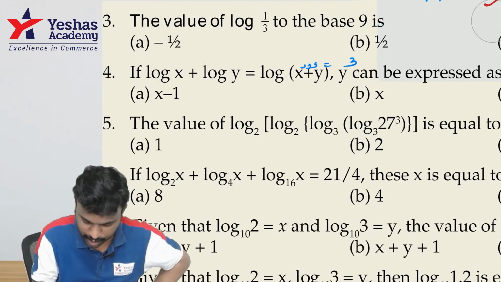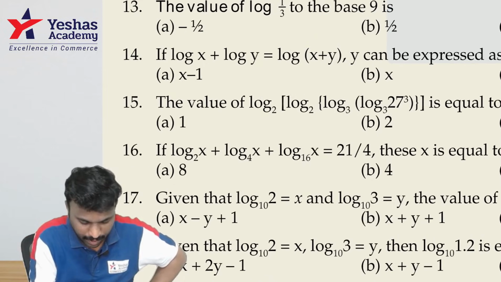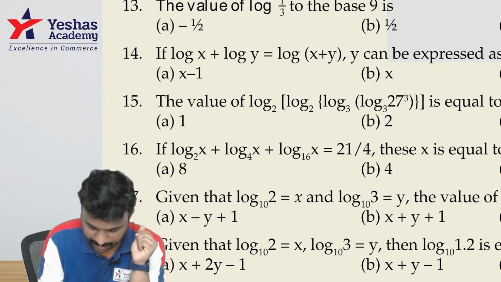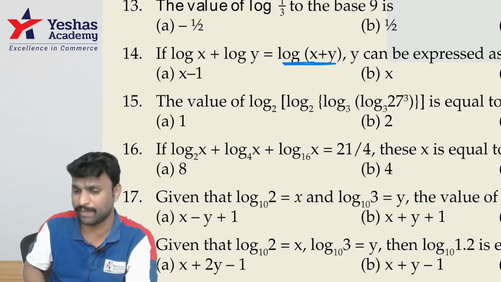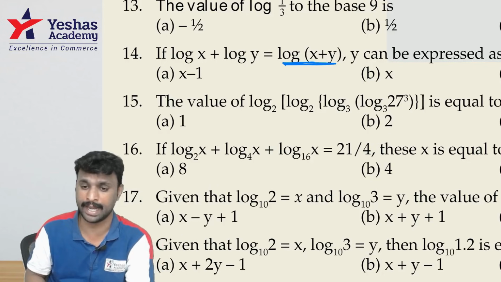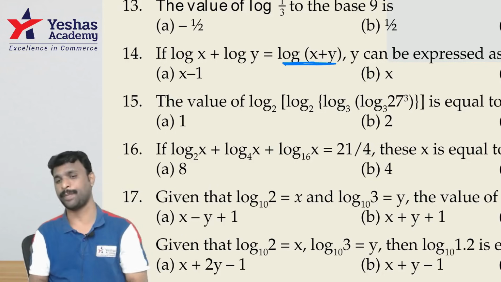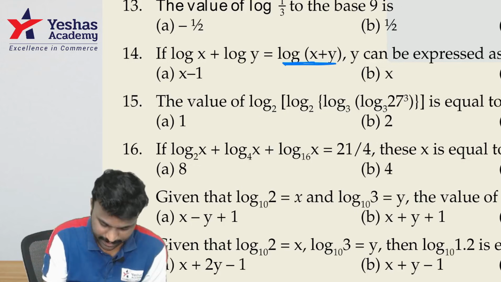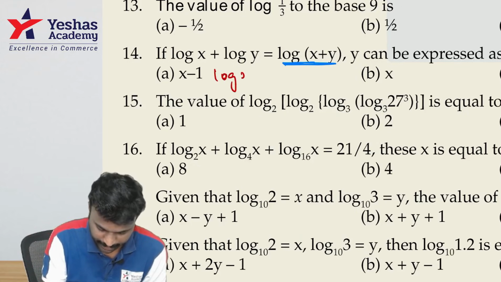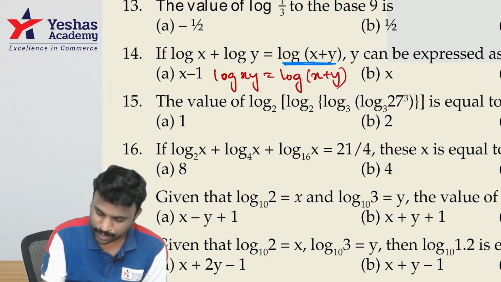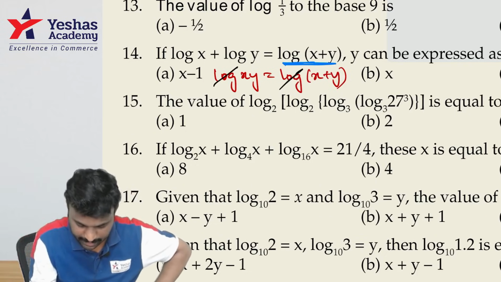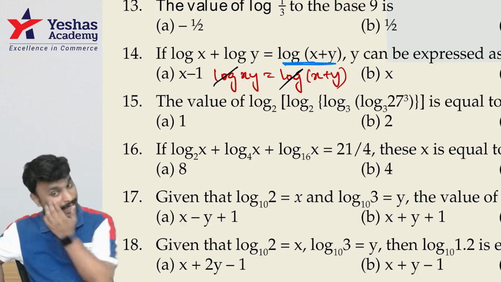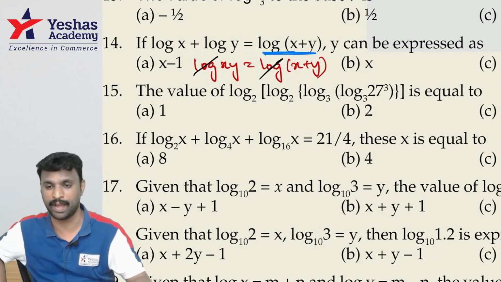Guys, moving on to the next question, that's question number 14. Have a look. You have a single log term on the right hand side, but you have more than one log term on the left hand side. How do I express the LHS as a single log term? By applying the property. See, log x plus log y is what, guys? Log of x into y, isn't it? And on the RHS, we have log of x plus y. So what will happen on both the sides? Log will get eliminated, isn't it? What are we left with? xy is equal to x plus y.